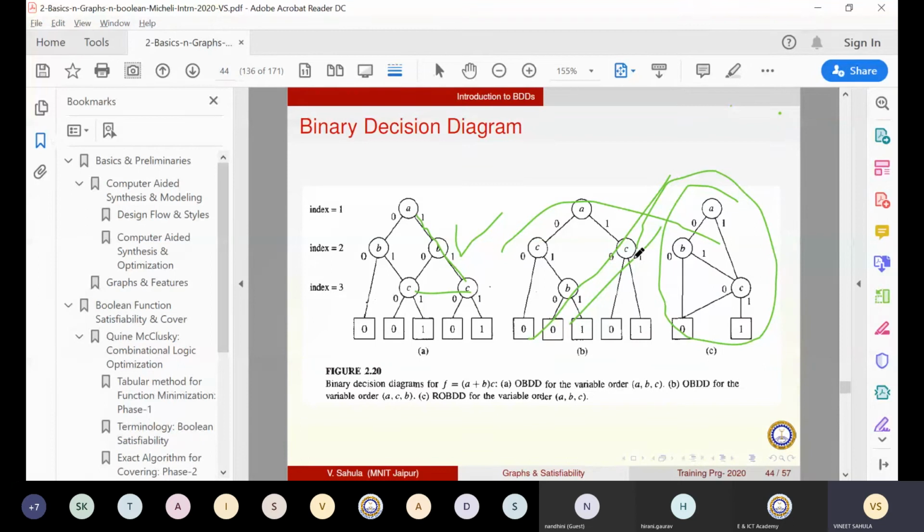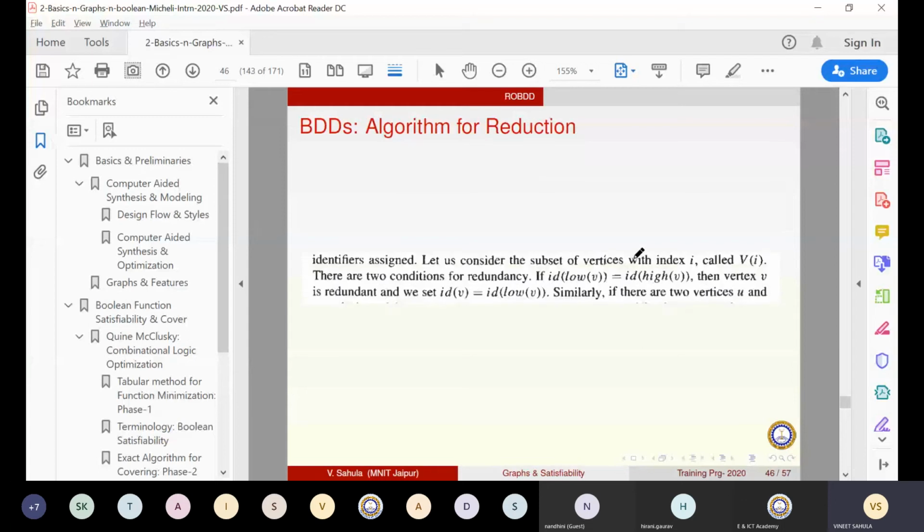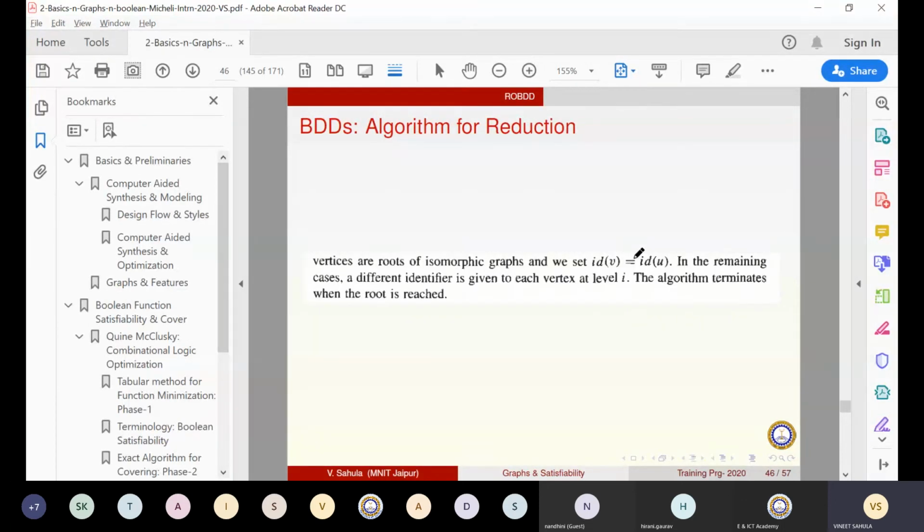If subgraphs are identical, they are merged. If the parent has no option, parent left and parent right are the same vertex, the parent is removed. By these two, our ROBDD gets reduced. And we have a reduced ROBDD, right? This reduced ROBDD can carry information about the functions.